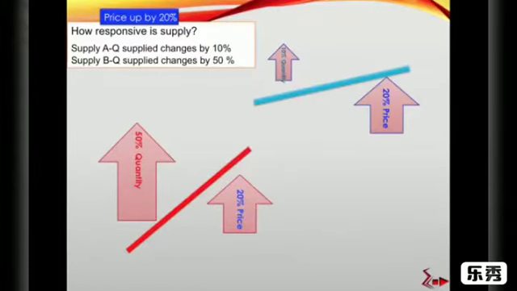Now, clearly looking at these two, supply A is not as responsive as supply B. In supply A, the quantity changes by a very small amount when price increases by 20%. In supply B, the quantity supplied increases by a large amount with the same increase in price of 20%. So supply A in this case is less responsive, inelastic, and supply B is elastic.